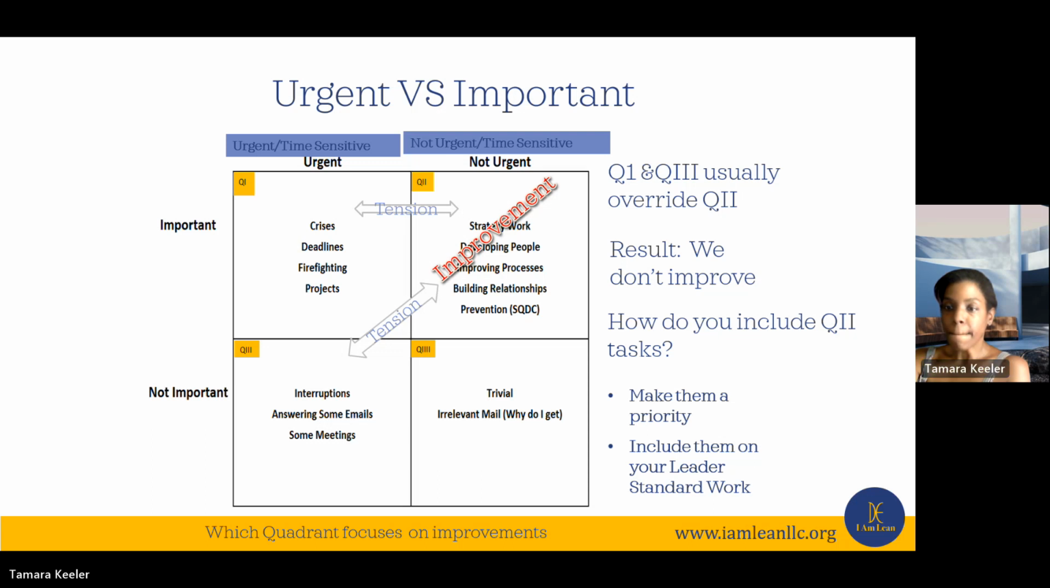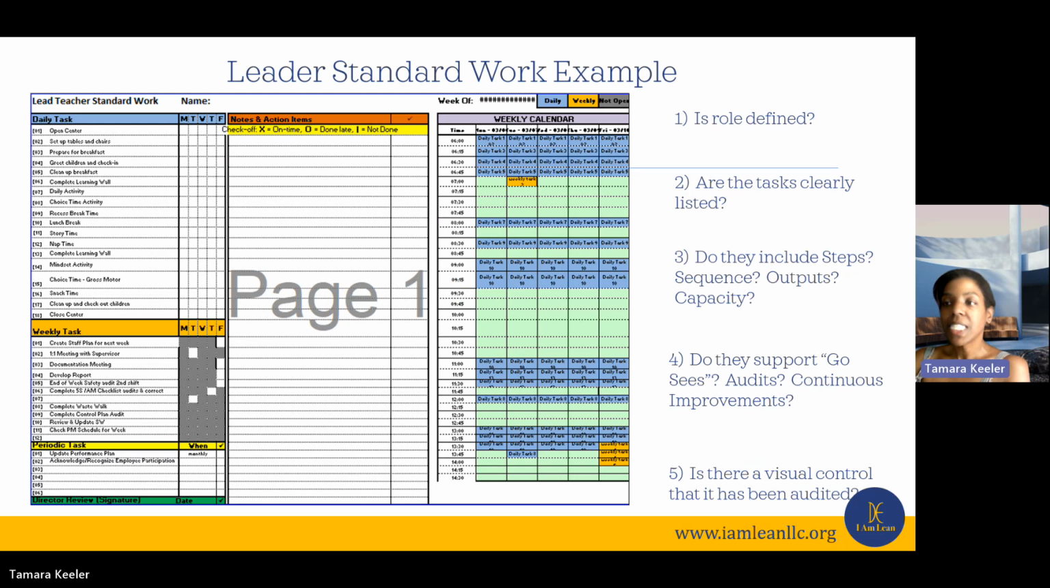All right. So this is an example of what a leader standard work template could look like. The template you use doesn't matter, but you at least want to make sure there's space for the tasks, the sequence, and the steps that you need to get done in a day, in a week, in a month, or even in a year. You want to have a space to take notes. It can be on the front of it or the back of it. In this example, the space is in the middle of the leader standard work.